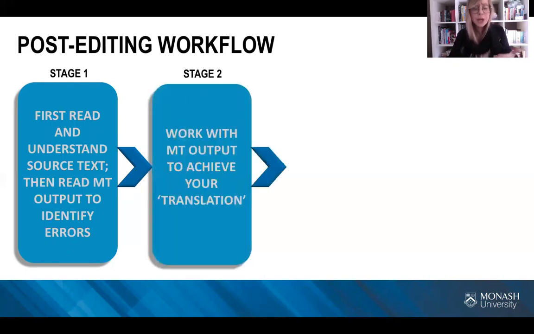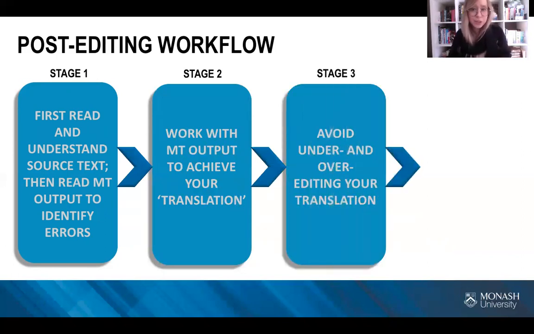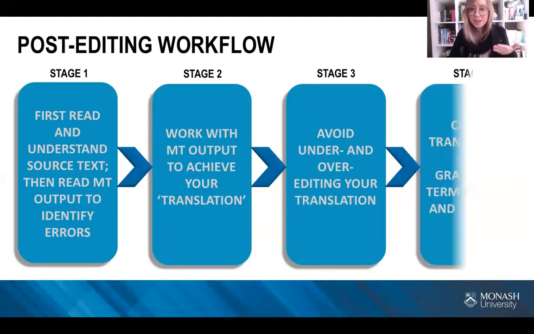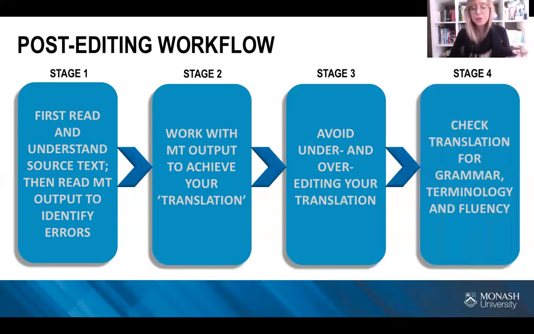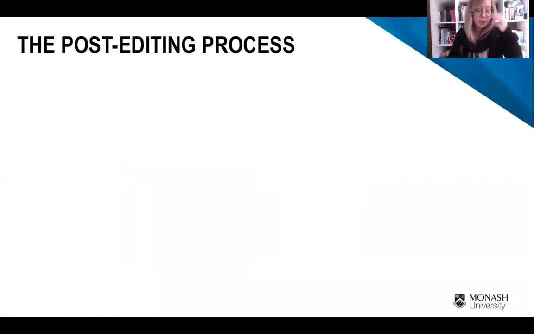In step 2, you're working with that machine translated output to achieve your end translation. Step 3 is ensuring that you're not under and over editing your translation. And step 4, your final step, is to do an overall check of your finished translation for any errors in grammar, in the terminology, and just ensuring that the text itself reads fluently. But let's look at these in a little more detail.